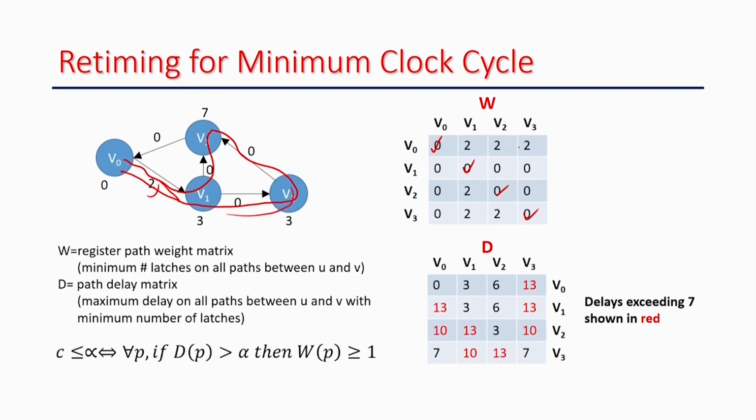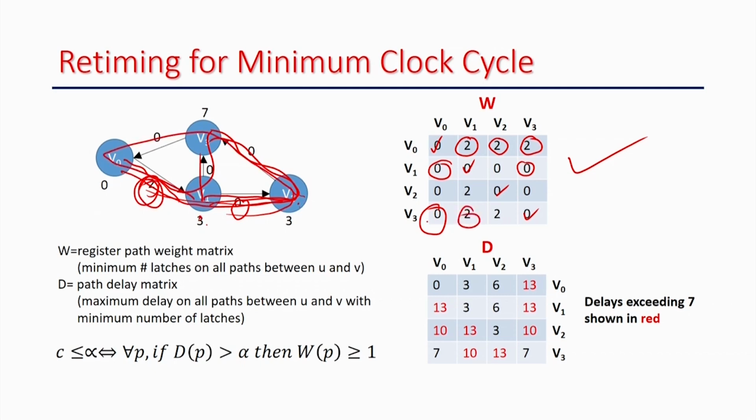v0 to v1 also there is one path, weight is 2. So, this is 2. v0 to v2 there is one path and the weight is 2. So, all are 2. From v1 to v3 there are 2 paths, both are 0. So, this is 0. This is how we can represent W, which gives the minimum weight between any 2 nodes. For example, v3 to v0 there is only one path, weight is 0. And v3 to v1 I have one path and the weight is 2. So, this is 2.